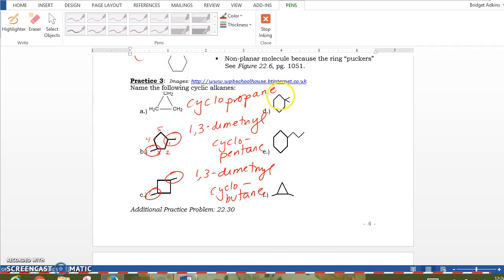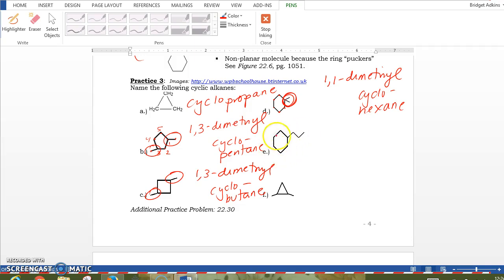Going up to D, we've got a shape, 1, 2, 3, 4, 5, 6. So this is cyclohexane, and coming off of this one, we have 2 methyl groups. It's coming off the same carbon, so we just say 1,1-dimethylcyclohexane. 1,1-dimethylcyclohexane.